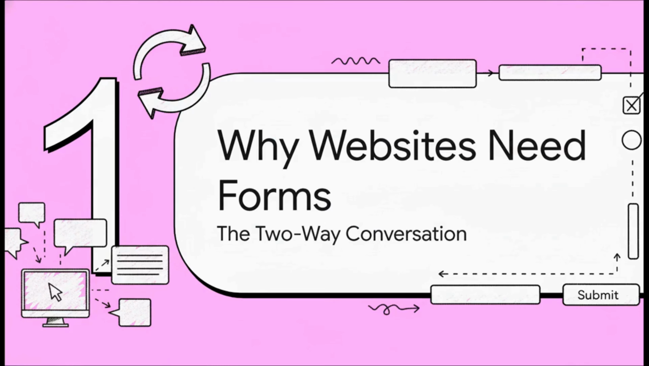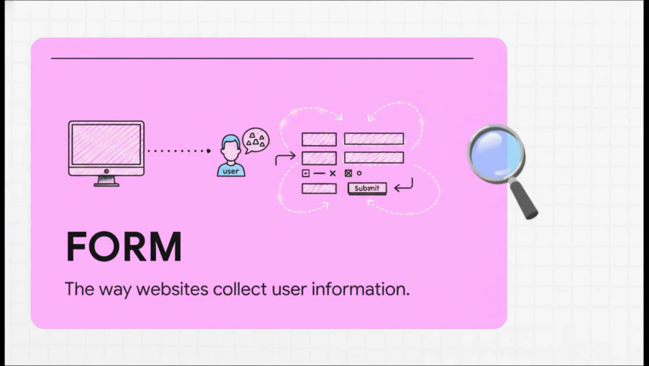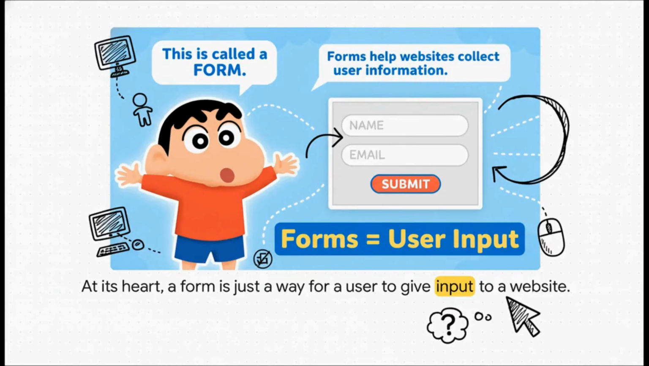So, what's the secret sauce here? How do websites actually hear what you have to say? Well, it all boils down to one super powerful but really simple idea: the web form. Okay, so what is a form? In the web world, a form is just the tool a website uses to collect information from you. You can think of it like a digital bridge that lets you send your info directly to the website's brain, its server.